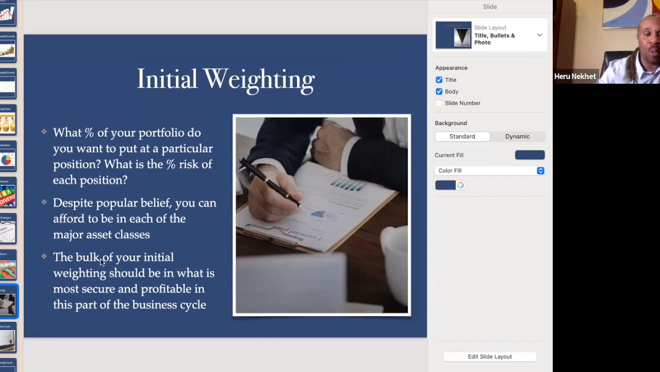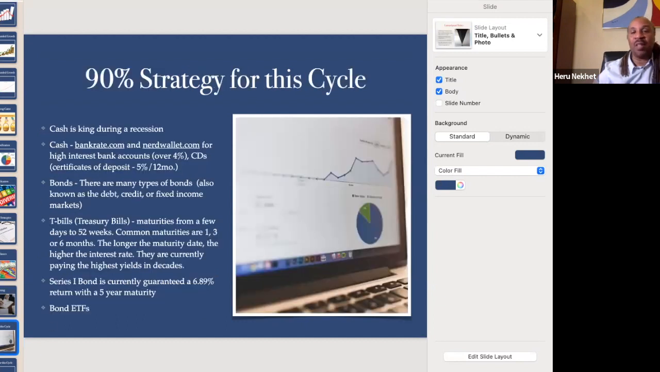So the bulk of your initial weighting should be in what is most secure, right? Because we talk about a 90%, and profitable in this part of the business cycle. That's important. Most secure and most profitable in this part of the business cycle. So we know where we're at in the business cycle. So let's start digging into this. I'm going to give you the cheat sheet. I'm going to give it away to you today.